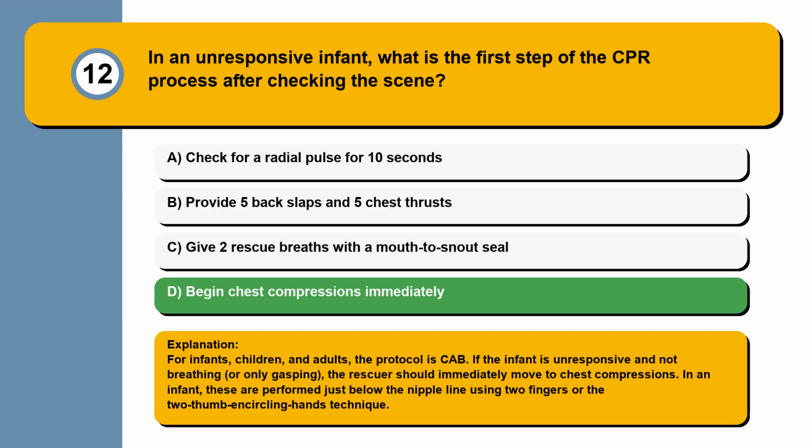For infants, children, and adults, the protocol is CAB. If the infant is unresponsive and not breathing, or only gasping, the rescuer should immediately move to chest compressions. In an infant, these are performed just below the nipple line using 2 fingers or the 2-thumb encircling hands technique.